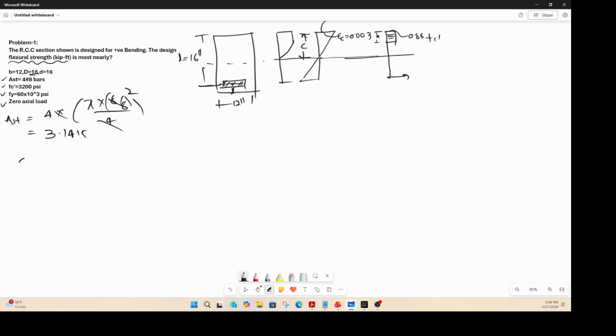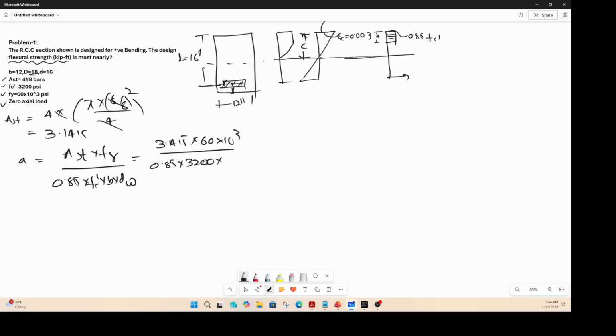Okay. Now how do you calculate your a? Ast into Fy divided by 0.85 Fc prime into b into d. Ast is 3.1415, Fy is 60 times 10 cube, 0.85, Fc prime is 3200 times your b, right? With the 12 times of what is your d, 16 effective depth. So when you calculate that, you end up with 5.77 inches. Okay, so that is your a.